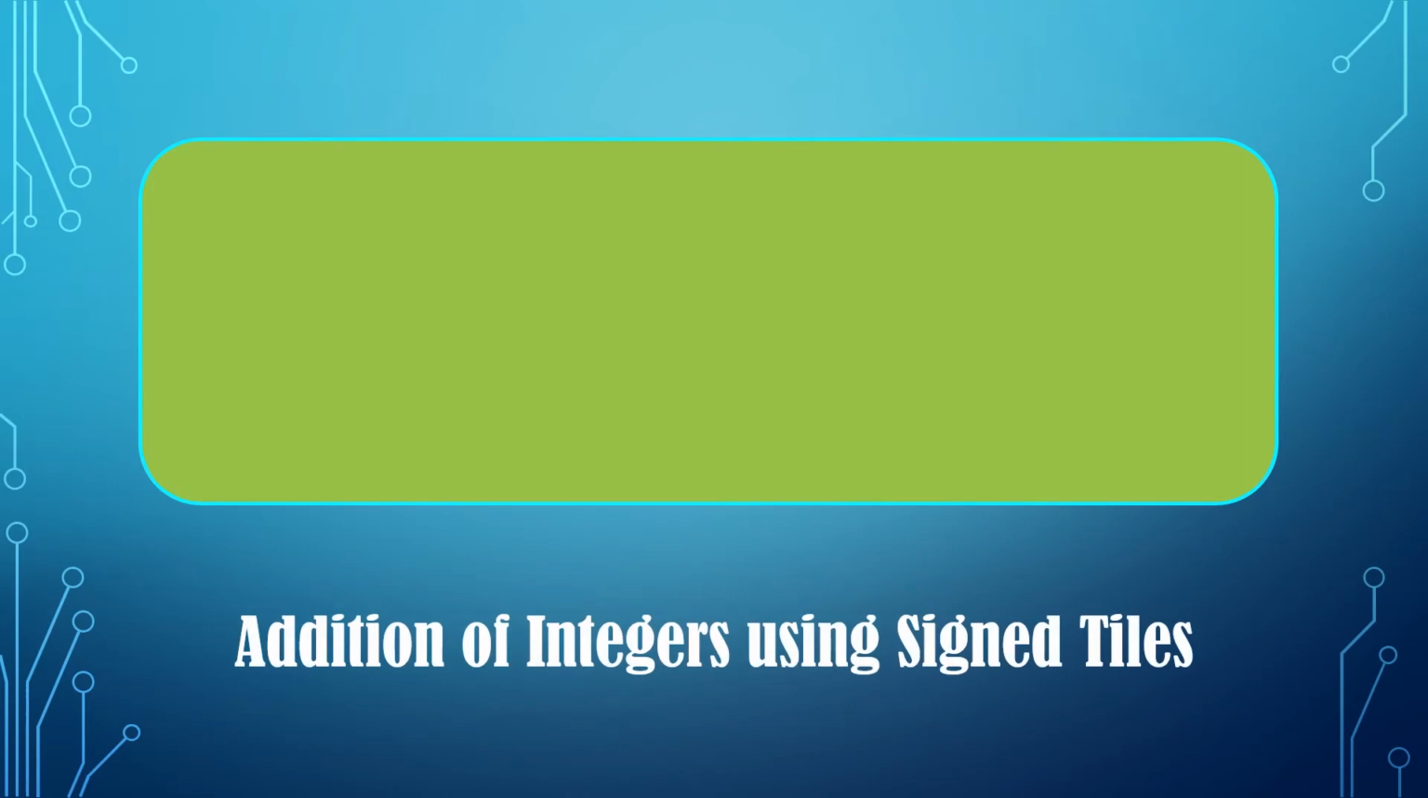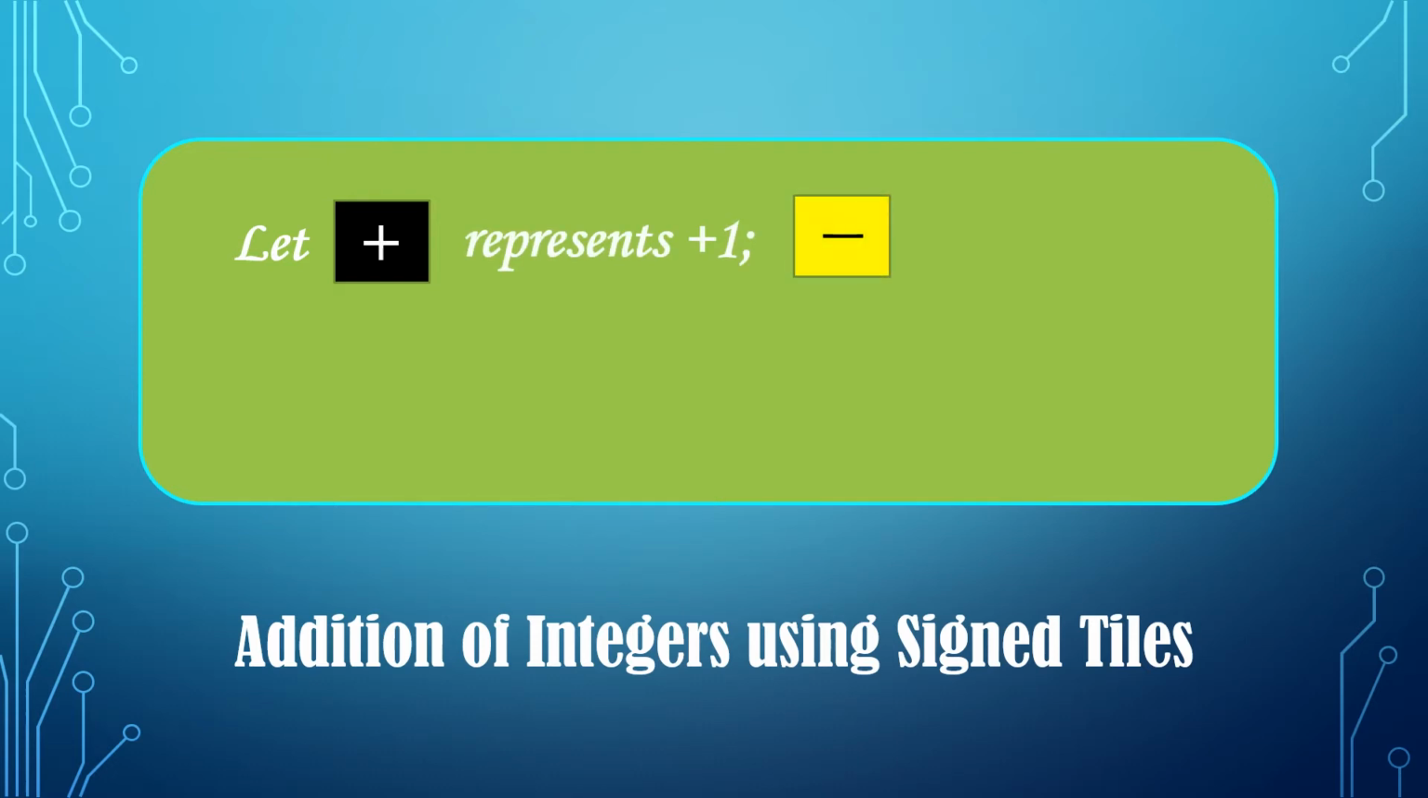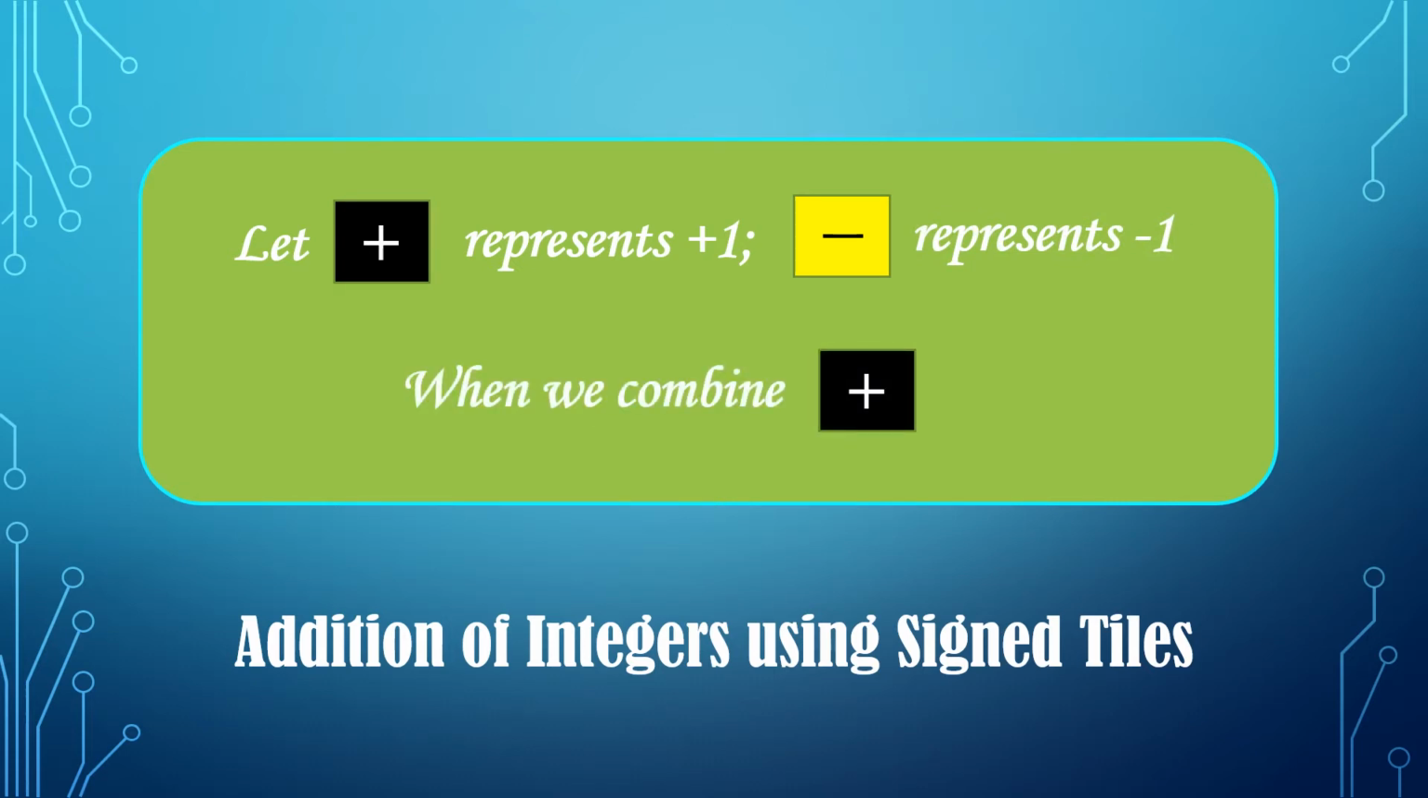Addition of integers using sign tiles. Let black tile represent positive 1 and yellow tile represent negative 1. When we combine one black tile and one yellow tile, they will cancel each other. Let's try.